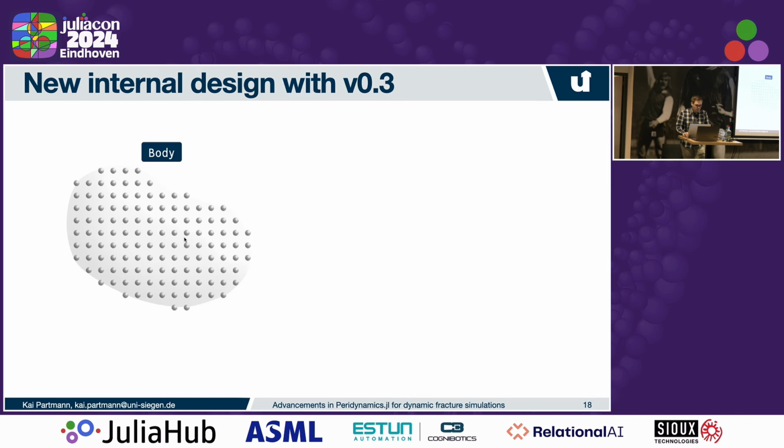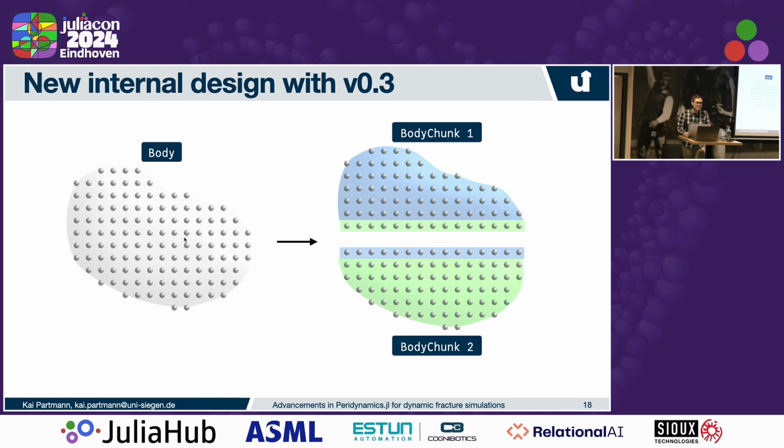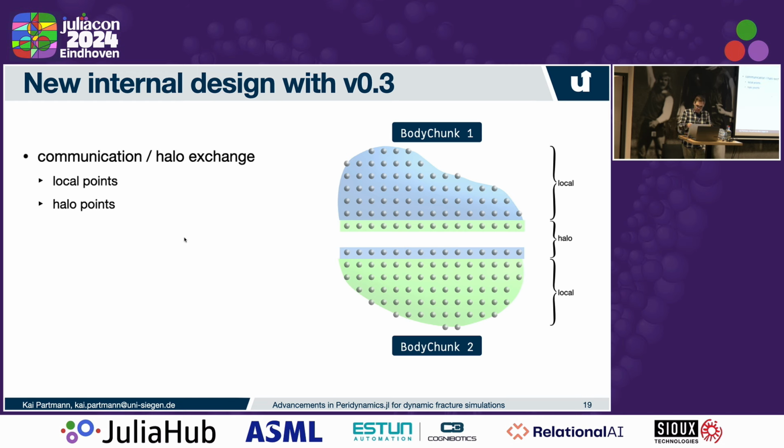And what we did, we completely redesigned the package. Under the hood, not a single function is the same as in the previous version. Now we take a body and split this body apart into body chunks. What you can see here is that we then need communication. We have points that are local to the body chunk, but also some points of the other chunk. Here you can see the green and blue interface points, the halo points, which are needed for that chunk for the computation. So then you need communication.